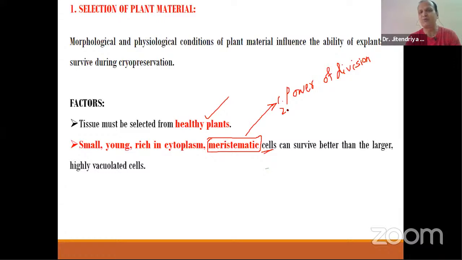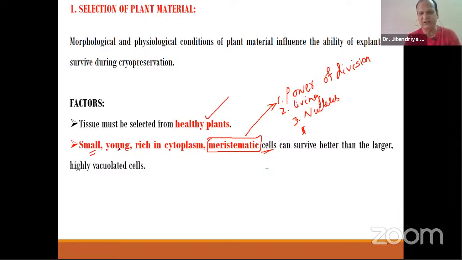The second important feature is it is living in nature. No doubt, you cannot go for non-living plant materials. Third, living means it should have a nucleus. It should have a nucleus, and in between the cells of the meristematic tissue, if you have taken, there will be chances of intercellular space. Along with these, meristematic cells must be small enough.